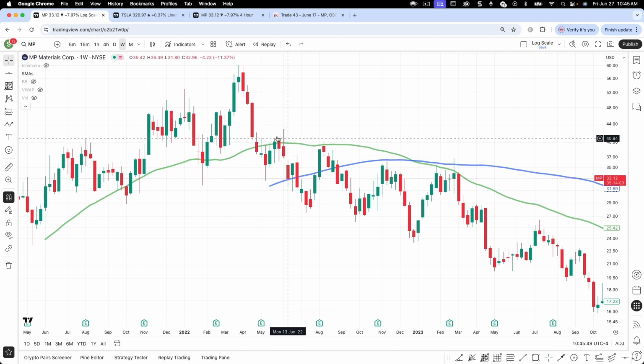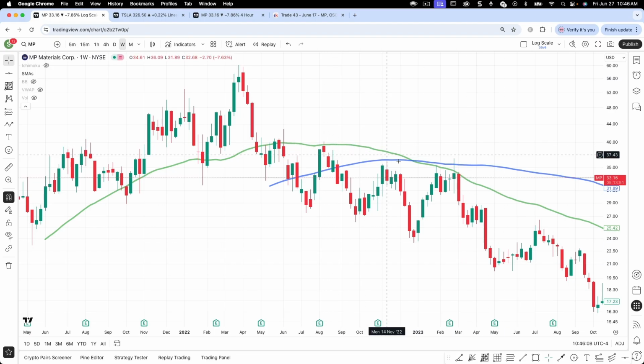That could be a sign that you might want to scale out and take some off the table. And then it fell down to the 100 week, lost that, came back up, and then was rejected again by the 50 week. So again, this could have been another telltale sign. Hey, we can't break through that 50. You might want to scale out even more.